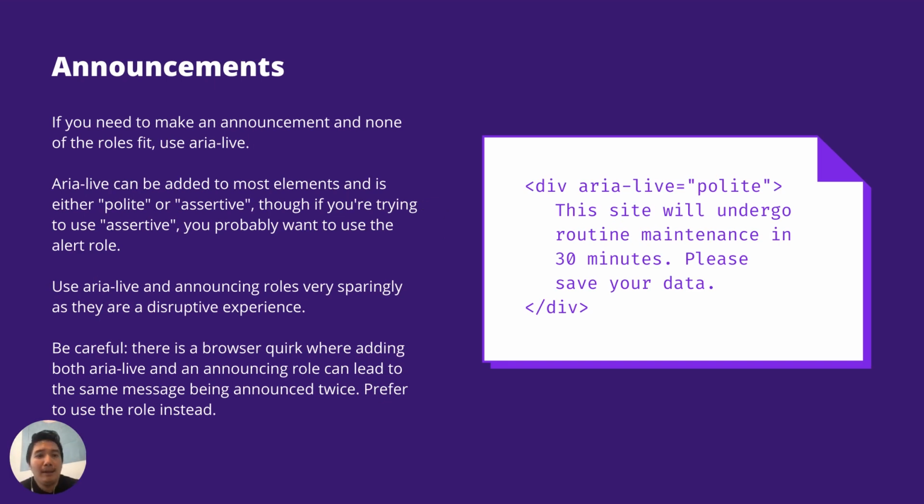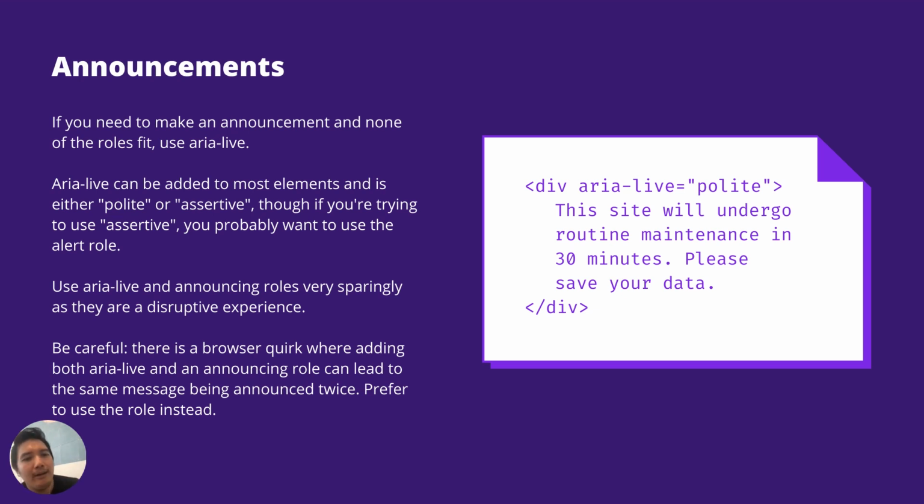If you need to make an announcement and none of the roles fit, use aria-live. I touched on it a little bit. Aria-live can be added to most elements, and it is either polite or assertive. Though if you're trying to use assertive, you probably want the alert role. You almost always want to use polite here. And yeah, aria-live can be inferred from the role.